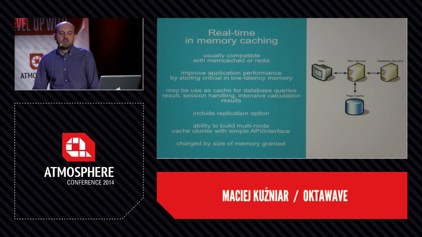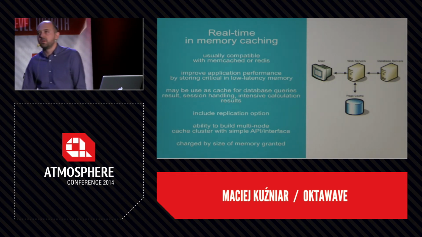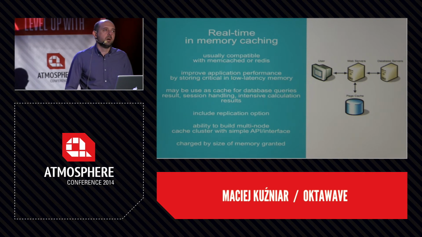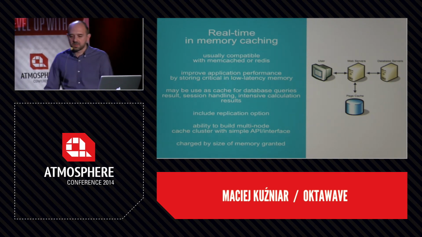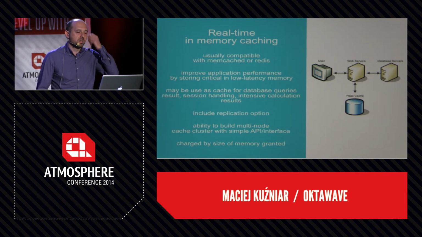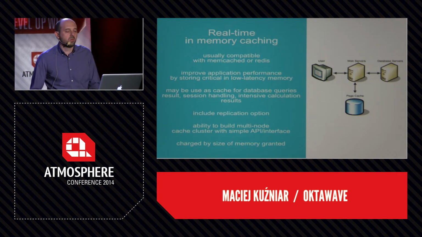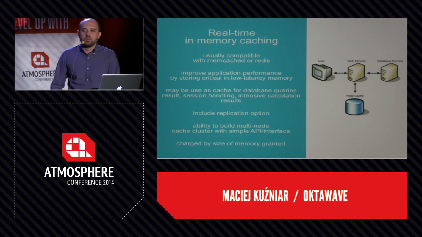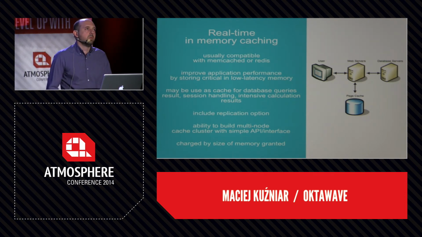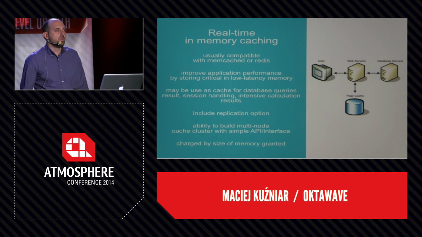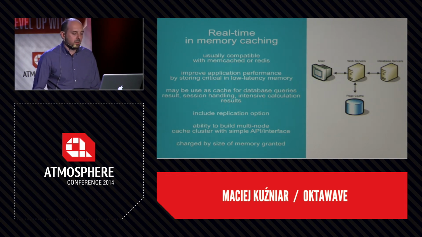Another interesting service is real-time in-memory caching. Usually we use in-memory caching by Memcache, maybe even by Redis. And all real-time memory caching services available in cloud computing are usually compatible with Memcache or Redis. However, if you use such a service in a cloud computing platform, it will usually include a replication option. So there's no need to take care of the data stored in a cache if you want to reload, for example, some server running the cache infrastructure.